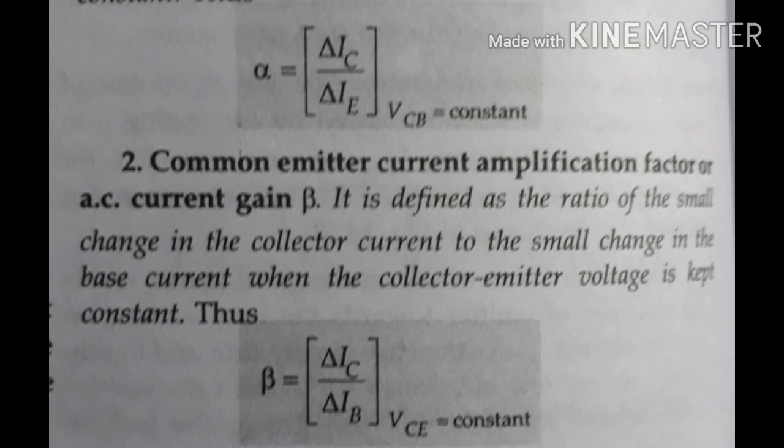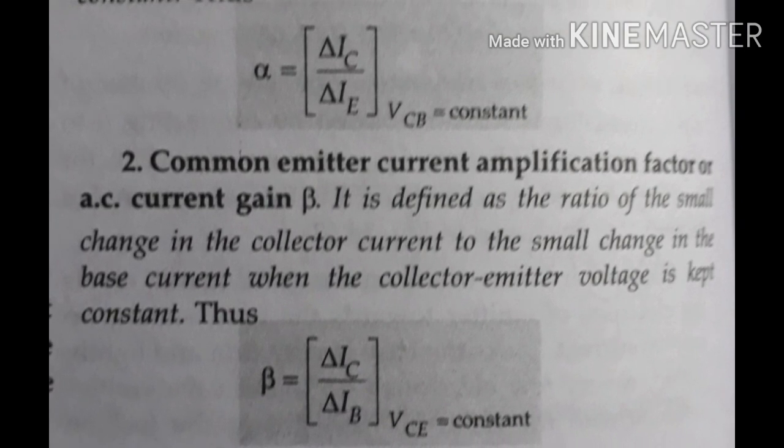There are two current gains in a transistor. One is called alpha and another one is called beta. Alpha is defined as the ratio of the small change in the collector current to the small change in the emitter current when collector base voltage is kept constant. That is, alpha is equals to delta IC divided by delta IE at constant VCB.